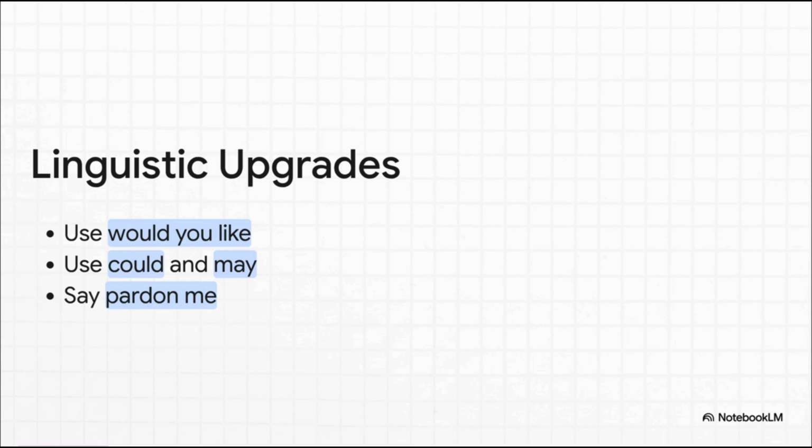Shifting to a slightly more formal register creates this invisible professional boundary that naturally commands respect. So instead of snapping "what?", try saying "I beg your pardon?" Instead of casually asking "do you want?", shift that to "would you like?". You want to liberally use modal verbs like could and may.